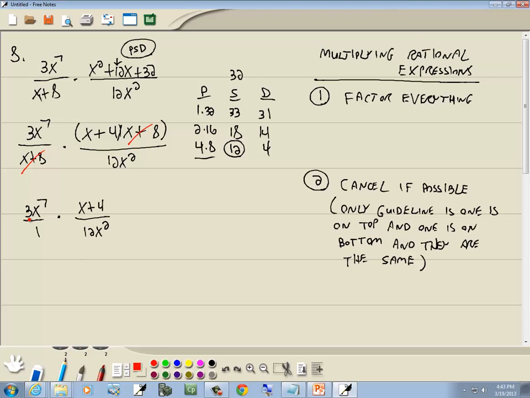Remember how I said we do numbers just like we did before. Here we have a 3 and here we got a 12. Those are both divisible by 3. 3 divided by 3 is 1. 12 divided by 3 is 4. And we're left with x to the 7th over 1 times x plus 4 over x squared.